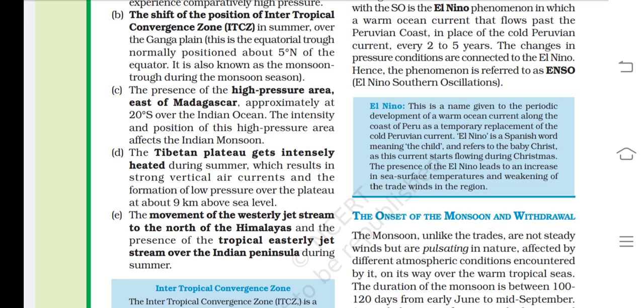The movement of the westerly jet stream to the north of the Himalayas. Now, the moving of the westerly jet stream to the north of the Himalayas and the presence of the tropical easterly jet stream over the Indian peninsula. Okay, the westerly jet stream to the north of the Himalayas and the tropical easterly jet stream over the Indian peninsula during summer times.